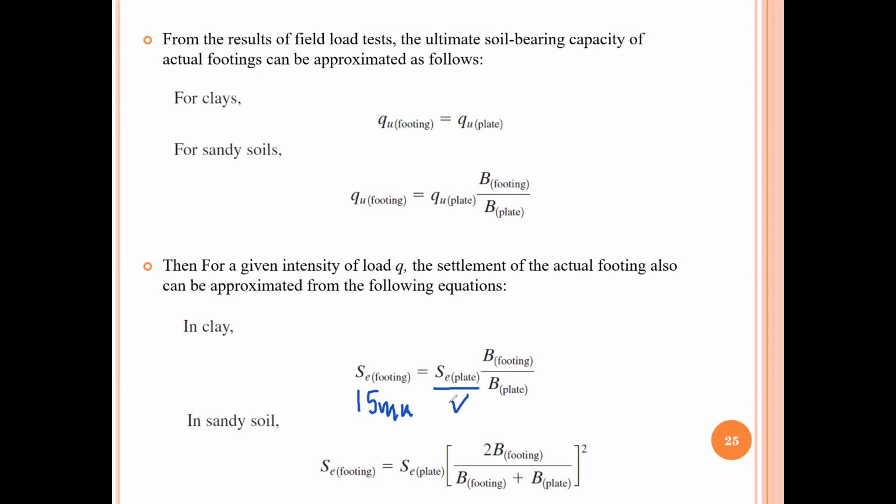So this is from the graph, and the width of the plate is known. This will be the unknown. So if you want to limit the settlement, we will have to increase the width of the foundation. Increasing the width of the foundation means what? We are building a larger foundation. Larger foundation means cost will be high.